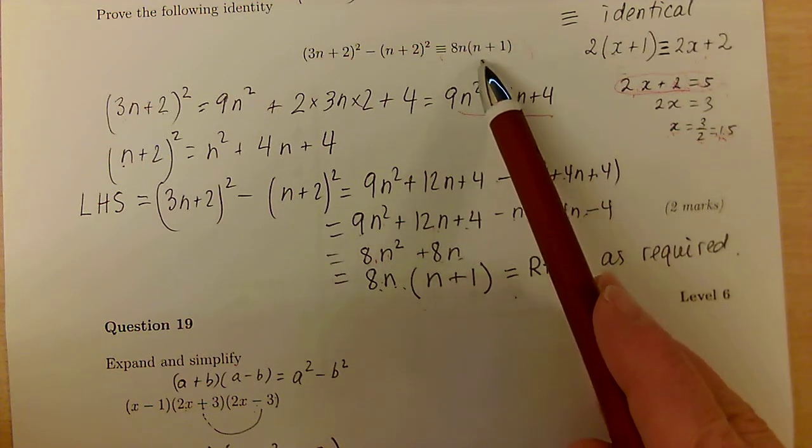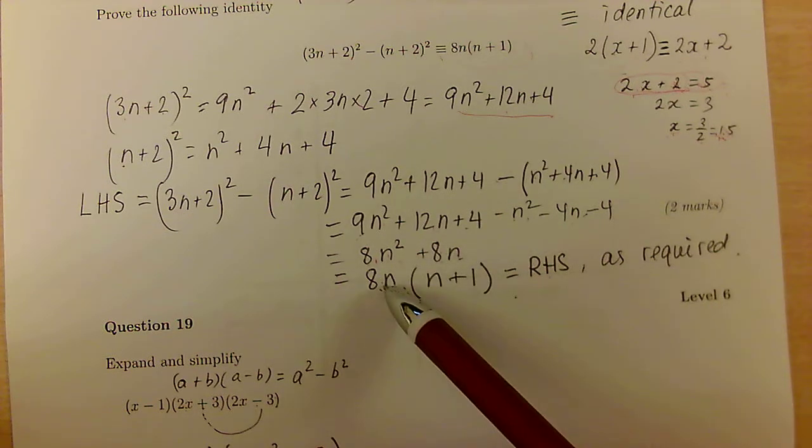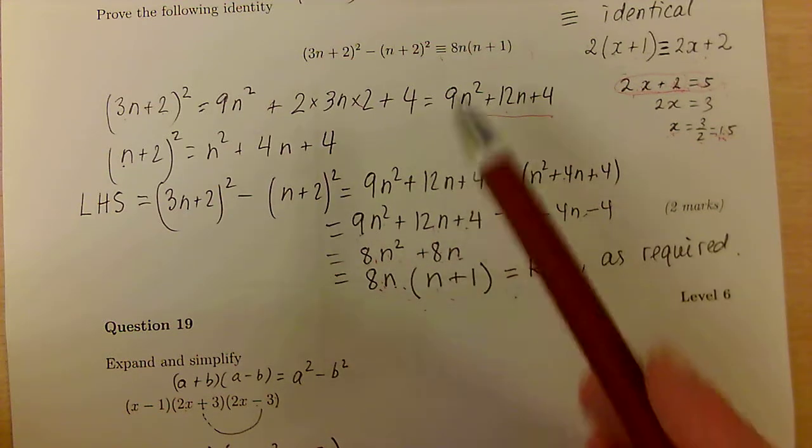Look, what you need to do is to factorize, right? So take 8n out of brackets. So then 8n squared divided by 8n will be n. 8n divided by 8n is 1. So here's your brackets. Here is your right hand side.